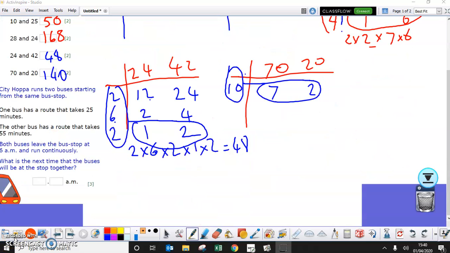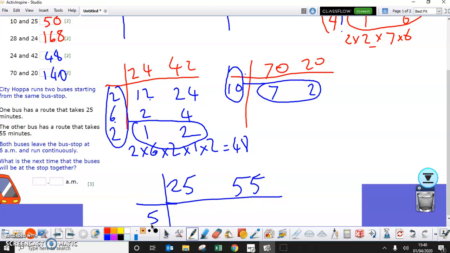Okay, onto the worded question. In this case, one bus has a route that takes 25 minutes. The other bus has a route that takes 55 minutes. So I'm going to try and calculate it exactly the same. I know 5 goes into 25 5 times, 5 goes into 55 11 times, so I'm finished. Nothing else will go into 5 and 11.